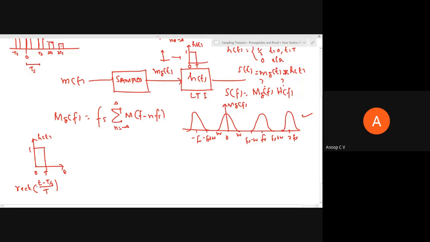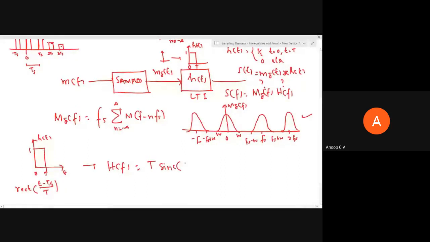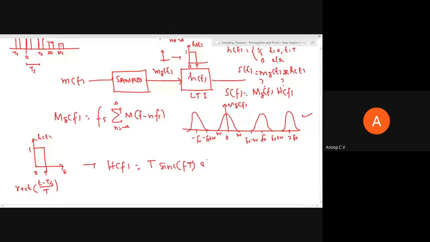So this is our h of t, and the spectrum of this will be the time-shifted spectrum of rect of t by T. A time shift in the time domain becomes multiplication with e power j 2 pi f t, a phase shift, in the frequency domain. So this h of f, we have seen, will be equal to T sinc of fT times e power minus j pi f T.